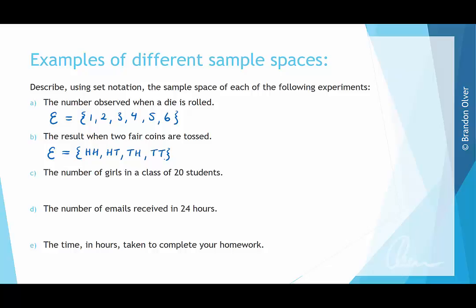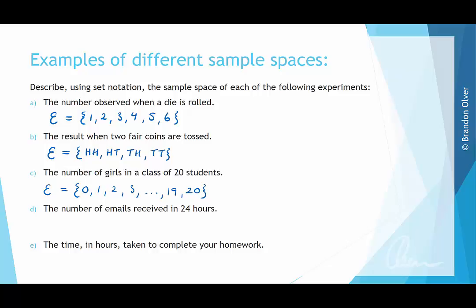For part C, we have the sample space being the number of girls in a class of 20 students. So there you could technically get 0 females in the class. You get 1, 2, 3, and to save time I'm going to use 3 dots to say that it continues on that pattern until you get 19 or 20 out of 20 students being female.